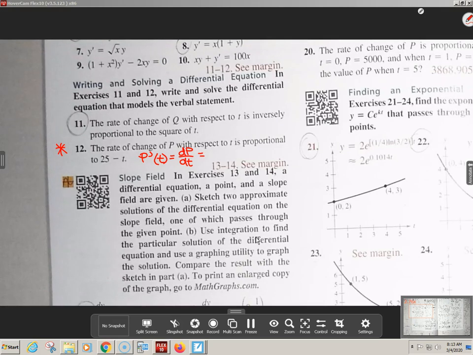If they don't tell us what type of proportionality, what do we assume? What type of proportionality? Direct or inverse? So, direct proportionality, we talked about that yesterday, is k times what?